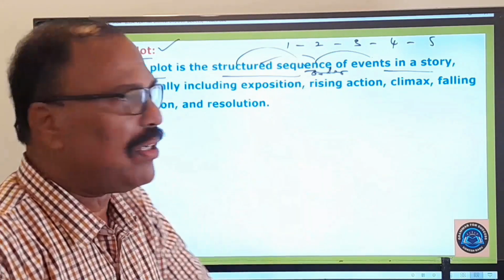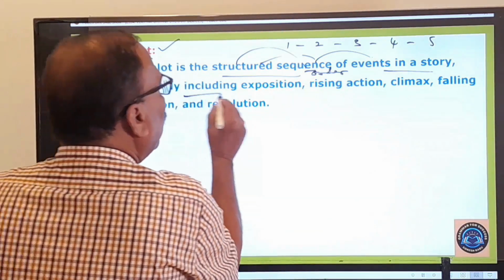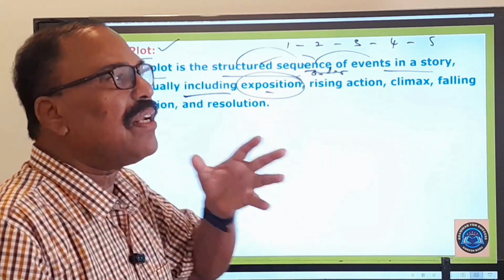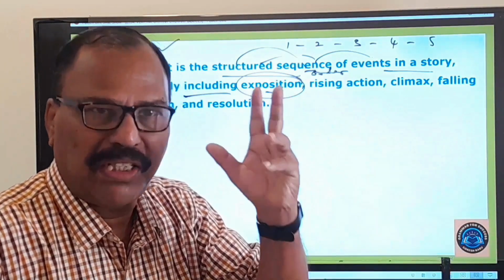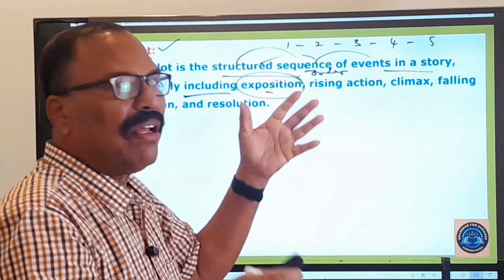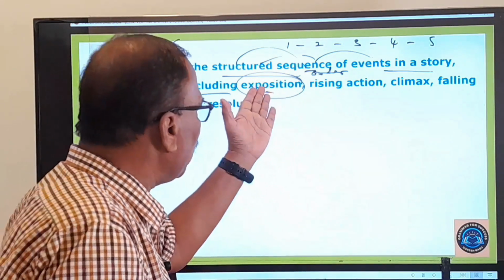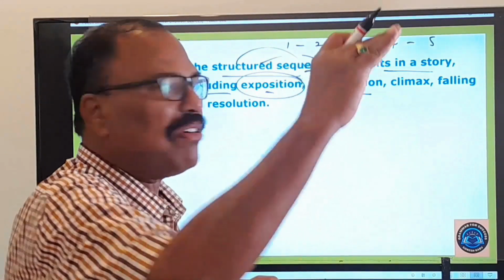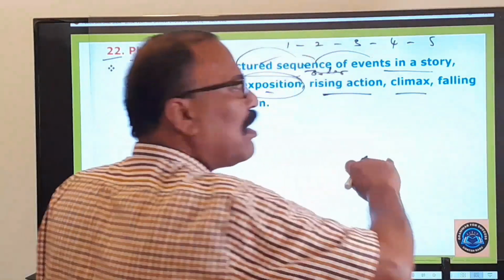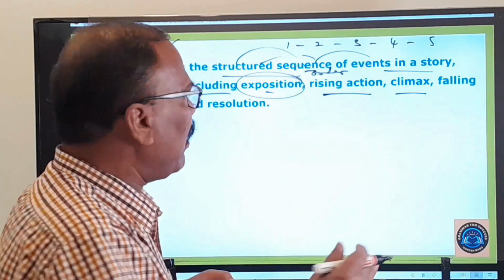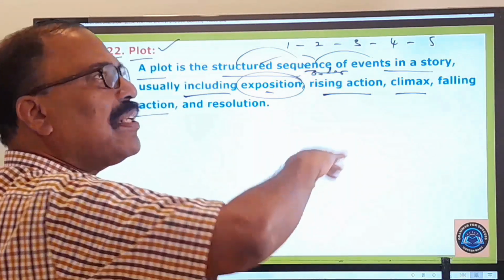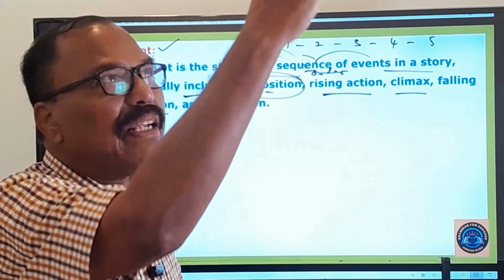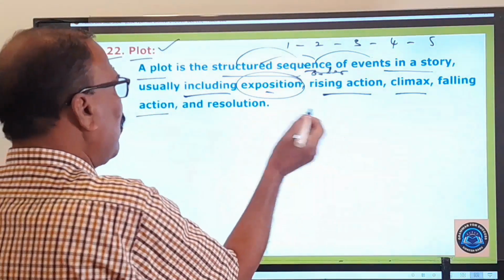That itself is called a plot, usually including exposition. At the beginning of the story, there will be exposition, introduction of the theme of the play or that literary work, introduction of the characters of the play that must take place at the beginning, then rising action. The action must move forward, and the action comes to the climax point, and then falling action. After reaching the climax, from there the plot starts falling down.